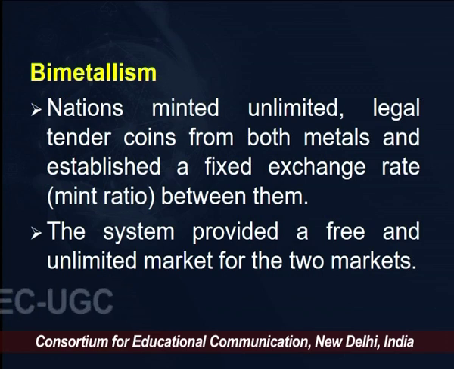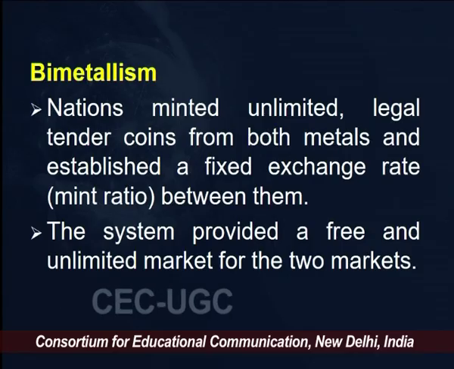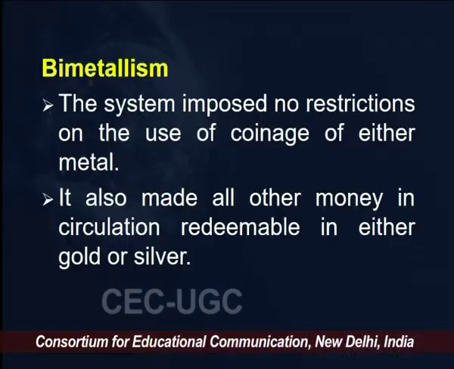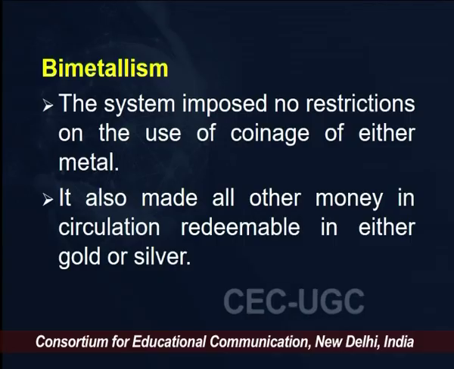Nations minted unlimited legal tender coins from both metals and established a fixed exchange rate mint ratio between them. The system provided a free and unlimited market for the two metals, that is gold and silver markets. The system imposed no restrictions on the use of coinage of either metal. It also made all other money in circulation redeemable in either gold or silver.